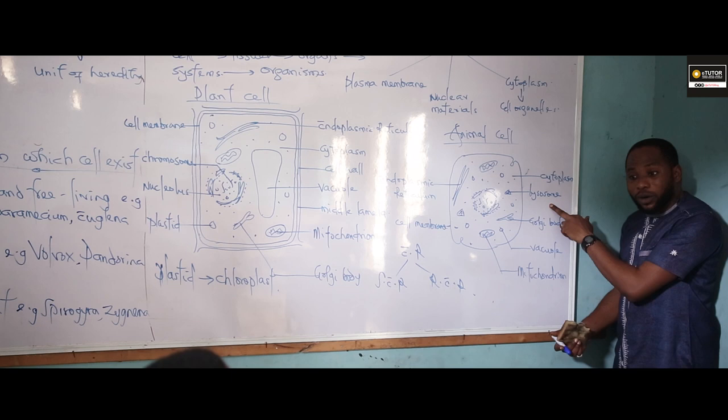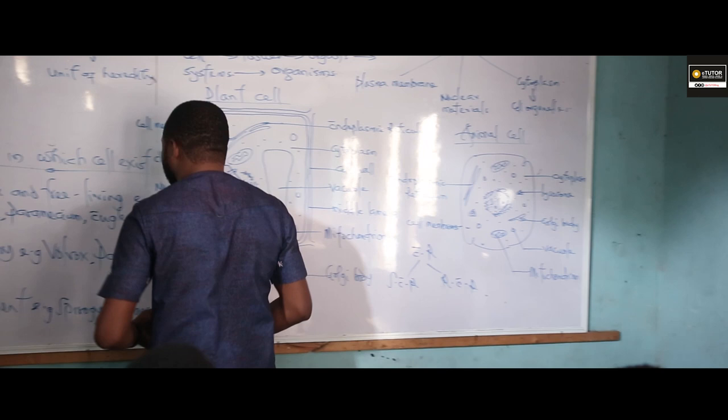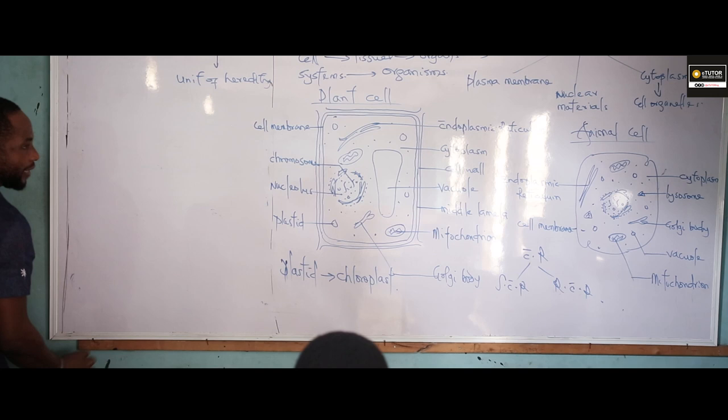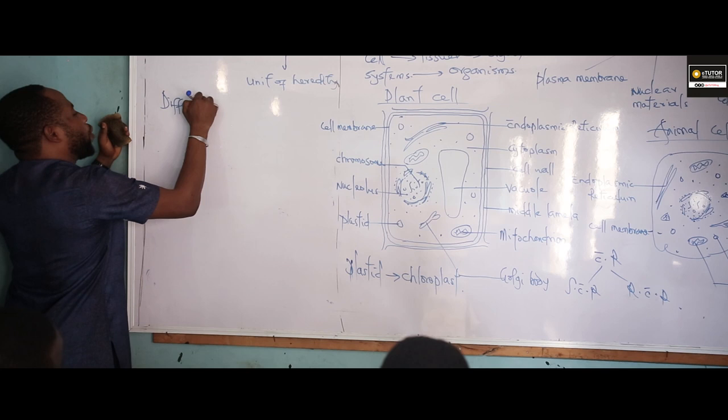So let's now look at the two cells and differentiate the two. We'll look at the diagram to write the differences between plant and animal cell.